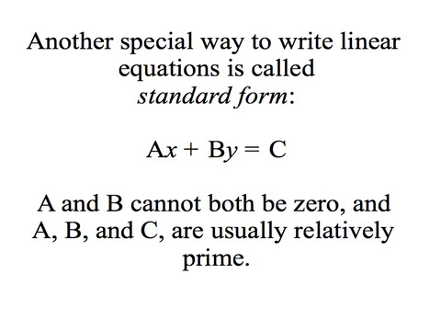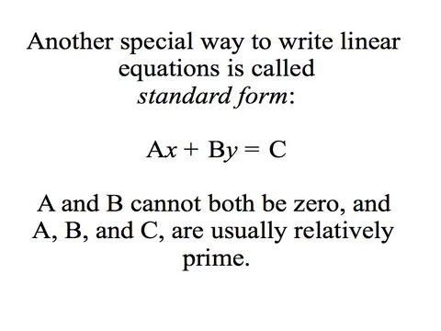Some of the definitions are very specific to state that a and b cannot both be 0. This is kind of obvious because if a and b were both 0, you wouldn't have an x or a y left in the equation, and you really wouldn't have much of an equation left.